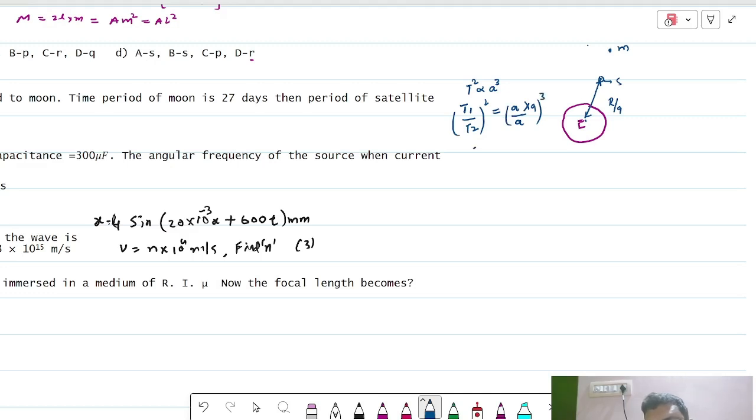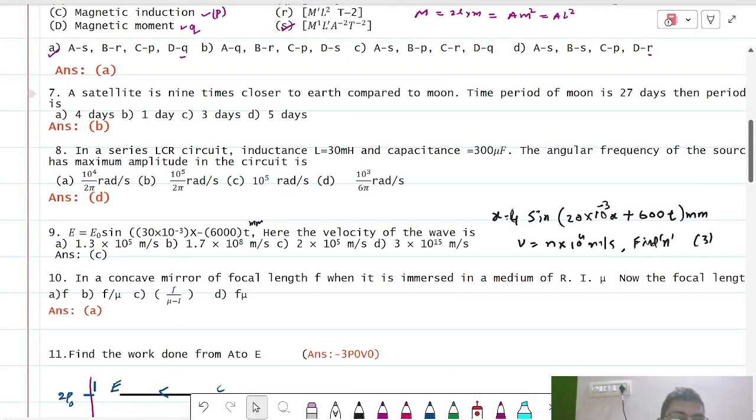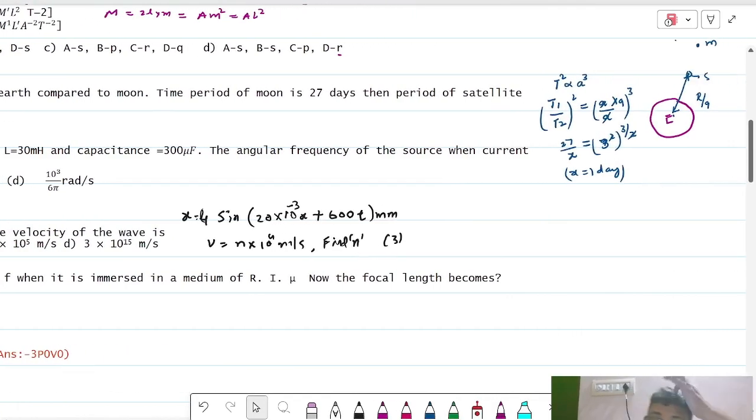So now this is 27 by x is equal to, A gets cancelled. So now 9 into 3 by 2, therefore 3 square into 3 by 2, the 2 gets cancelled. 3 cube means 27. Therefore x is equal to 1 day. So this is the answer. So you can understand, I too wondered whether A by 9 is correct or not, but it is correct. 9 times closer means if the moon distance is A, then R by 9 only we will take, right? A by 9 only. So this is correct.